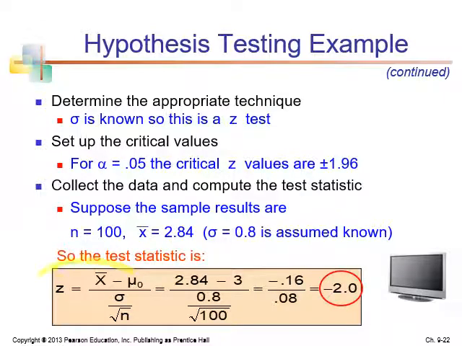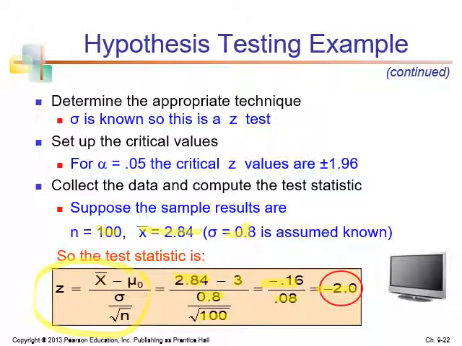The test statistic is the z value here. X bar from the sample is 2.84. The hypothesized value was 3. The sigma was given as 0.8. The sample size is 100. And we find this value to be minus 2.